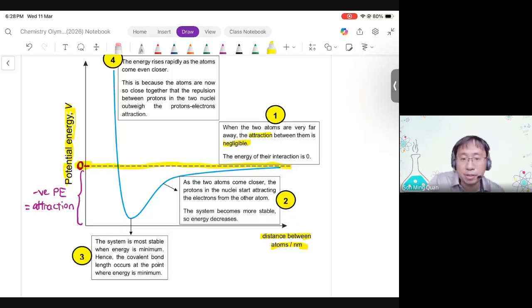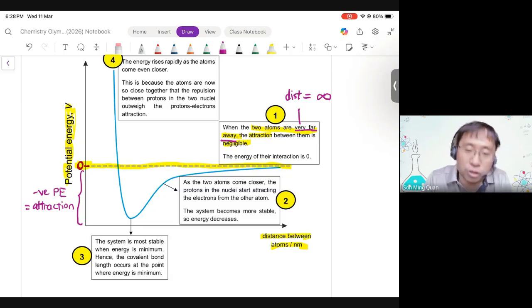So I haven't started reading the graph. I'm still at defining what is zero energy. So zero energy means no interaction. Why do they not interact? They do not interact when the atoms are very far away from each other. May I know what's very far away? Very far away means the distance equals infinity. That's called very, very, very far away.